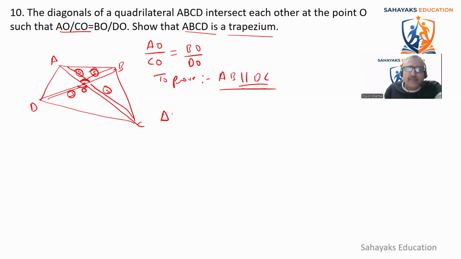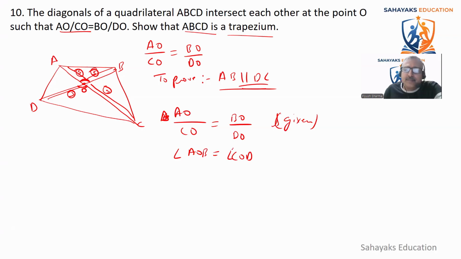Okay. So I'll just write it. Remember AO by CO is equal to BO by DO, and it is given. And angle AOB is equal to angle COD by vertically opposite angles.